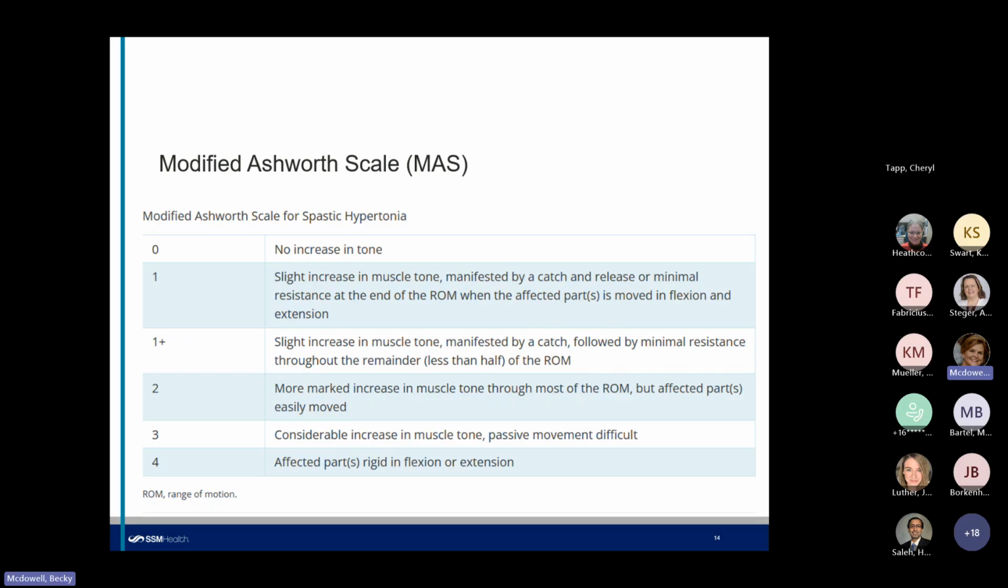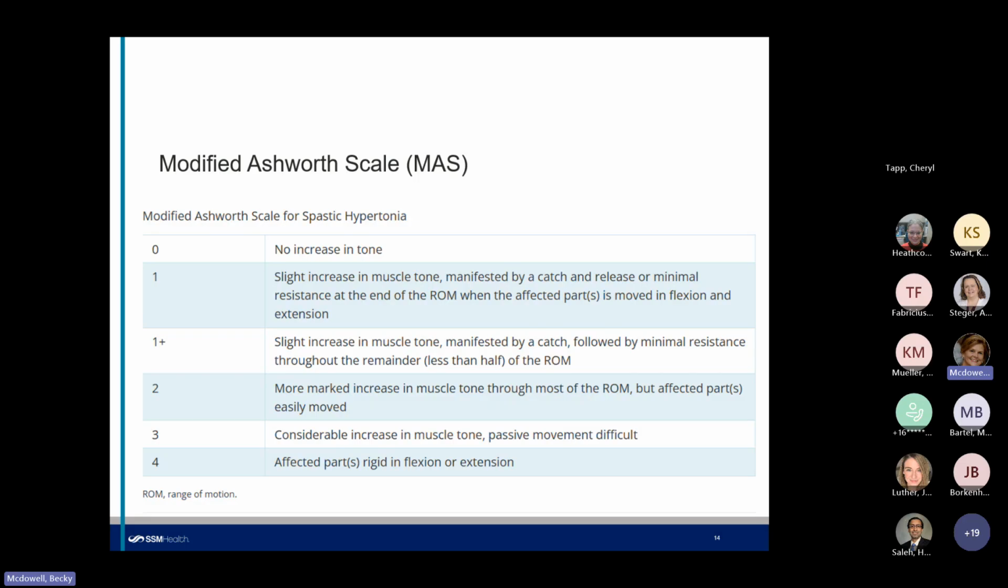And that's spasticity. When we look at spasticity, we use a couple of different scales to relay this information to other colleagues. One of the scales that's most commonly used is the modified Ashworth scale, and this is what I use in my clinic. It's a 0 to 4 scale, but then there's also a 1+ in it, which just throws us all off. A 0 means no increase in tone. A 1 means a slight increase in tone, manifested by a catch and a release or minimal resistance at the end range of motion.